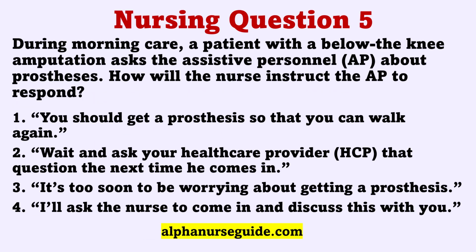During morning care, a patient with a below-the-knee amputation asked the assistive personnel about prostheses. How will the nurse instruct the AP to respond? 1. You should get a prosthesis so that you can walk again. 2. Wait and ask your healthcare provider that question the next time he comes in. 3. It's too soon to be worrying about getting a prosthesis. 4. I'll ask the nurse to come in and discuss this with you.